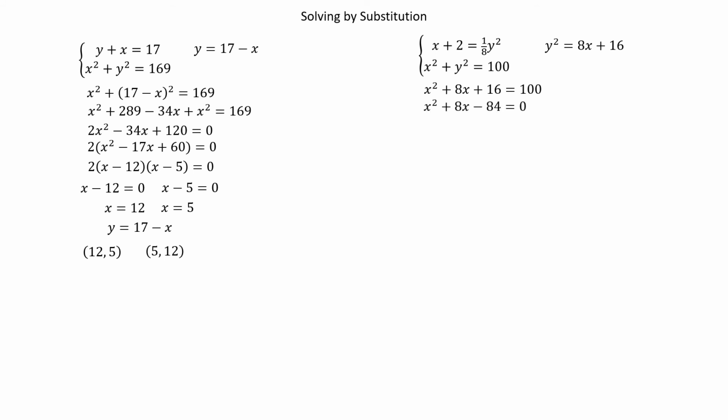And then again, it's a quadratic, so we're going to subtract. We're going to factor: x plus 14 times x minus 6. So x can equal -14 or 6. Plug those in. So we get -14 plus 2 equals 1/8 y squared, which means -12 equals 1/8 y squared, which means -96 equals y squared, which you should see a problem happening here, right?